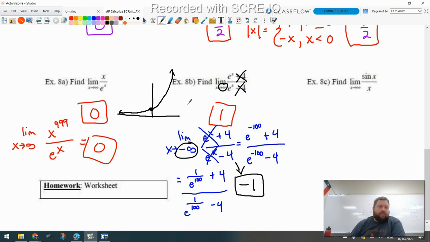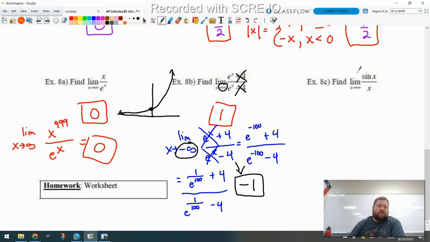All right, last one has a trig function. So which one's more powerful, top-heavy, bottom-heavy, or balanced? Well, the x is going to continue increasing, right? It's a line, and it's going to keep going up. The sine function doesn't increase, right? It's oscillating up and down, up and down, up and down. So the way I kind of think of this is the sine function is staying the same the whole time, whereas the bottom is getting bigger.